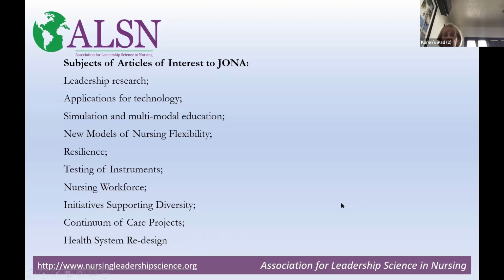I think it's for all healthcare providers that were affected by the recent couple of years. Testing of instruments. JONA does publish articles where people have tested instruments. I think it's good to have new ways to identify measurements. And I know one we had published in May was a revision of the Casey Fink scale, which is very often used for new graduates.